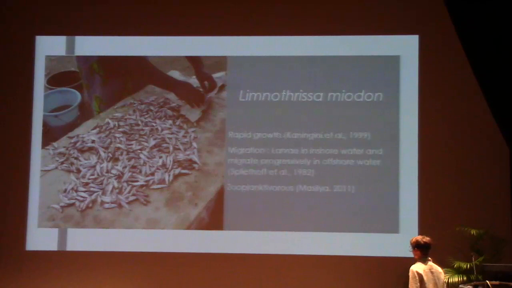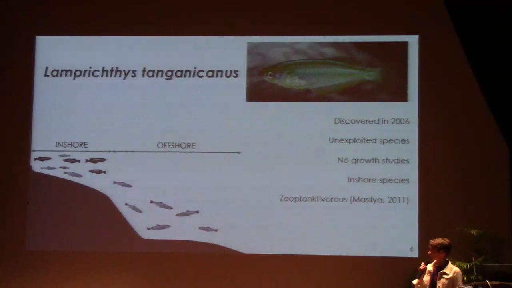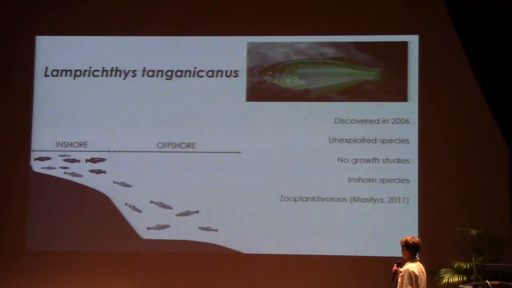Many studies have been made on Limnothrissa. This species has a rapid growth and lives 2 or 3 years in Lake Kivu. The individuals change habitats according to development stages. The larvae live in inshore water and progressively migrate to offshore water during growth. Then this species is zooplanktivorous and occasionally feeds on macroinvertebrates, insects, and small fishes. Since 2006, a new fish species has been discovered, Lamprichthys tanganicanus, also native to Lake Tanganyika. The exploitation of this species is very low, and the growth of this species has never been studied.